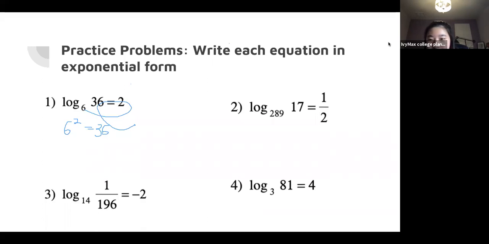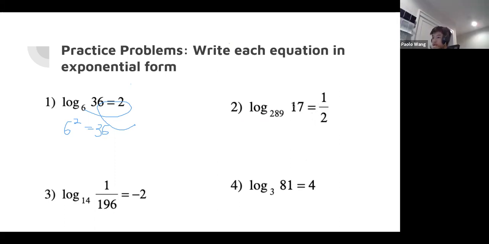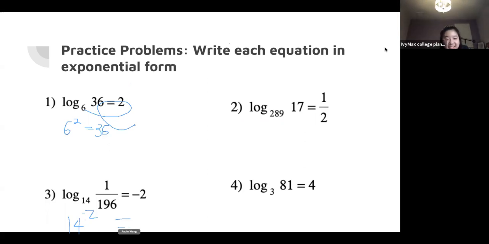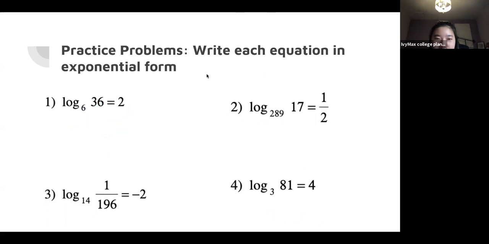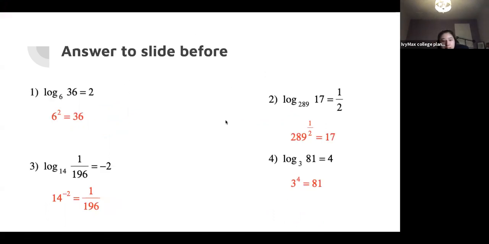So let's go over 3 with Marco and 4 with Polo, okay? So 3 would be 14 to the power of -2 is equal to 1 over 196. For number 4, you get 3 to the power of 4 is equal to 81. That's pretty easy, not that hard. So check your answer here again.